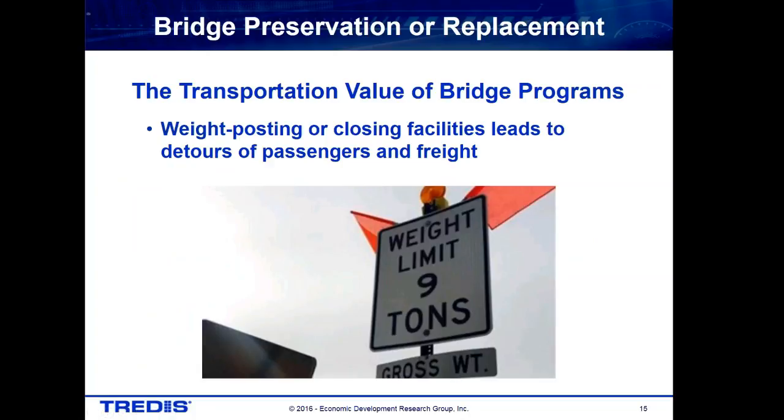So we're going to move on to talking about the next type of preservation program that you might want to use TREDIS to analyze. We believe that TREDIS is flexible to examine a wide variety of different bridge preservation programs, considering accelerated replacement or rehabilitation of bridges, or just better preservation programs and routine maintenance. We'll focus today on the transportation value of bridge programs, which is mostly looking at how weight posting or closing of facilities could lead to detours of passengers and freight, and how those effects have a cost to the economy and to society.